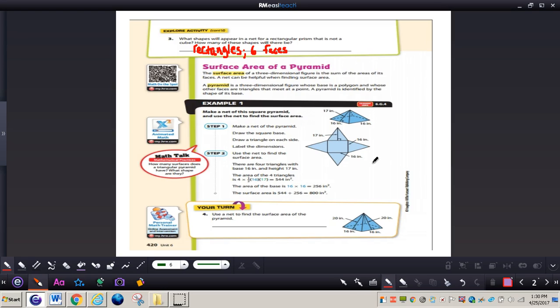A polygon is a closed 2-dimensional figure made up of line segments. So a pyramid is identified by the shape of its base. We can see, first of all, it's a square pyramid. So right away we know, in example 1, that the base is going to be a square. So you take that square pyramid, and you need to find the area of the square and also the area of the triangles.